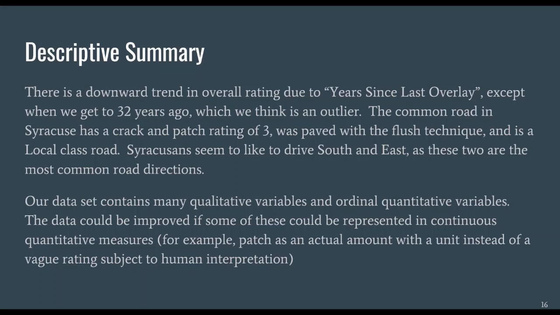Our data set contains many qualitative variables and ordinal quantitative variables, and this data set could be improved if some of those could be represented in continuous quantitative measures. For example, if we had an actual surefire way of measuring the quality of a patch job on a road instead of a vague rating that's subject to human interpretation.